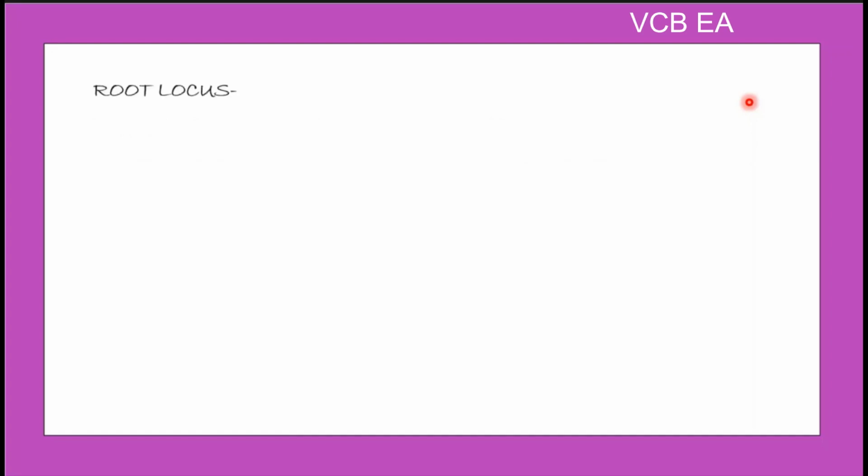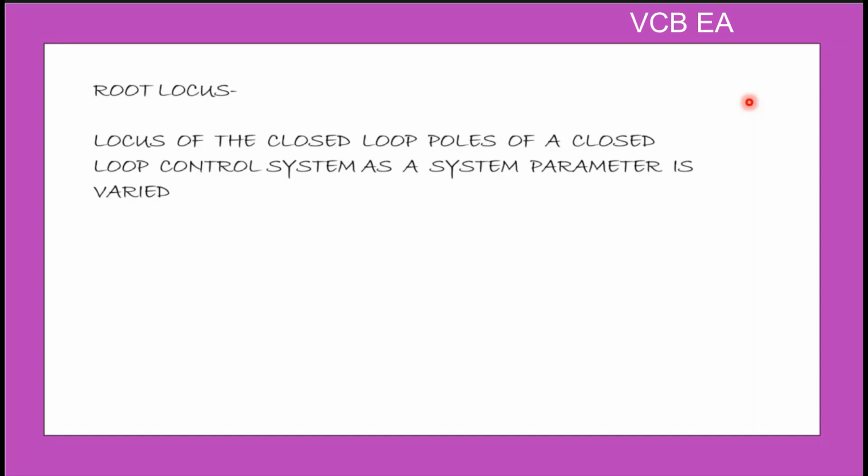I will start this lecture by defining what is root locus. Root locus is the locus of the closed loop poles of a closed loop control system as a system parameter is varied. Generally, we will discuss the stability of a control system if it is closed loop and it has a unity negative feedback or any negative feedback. Learning this definition by heart is of no use when we are asked to plot the root locus of a transfer function.